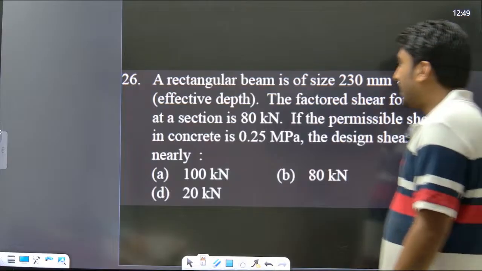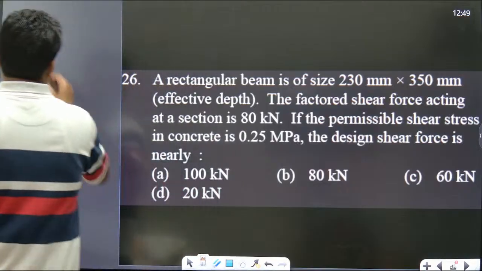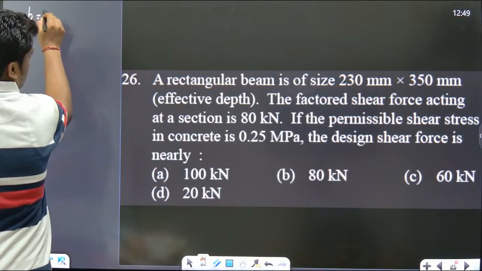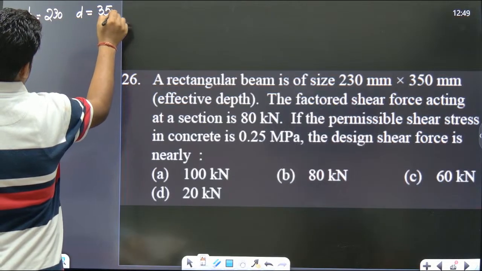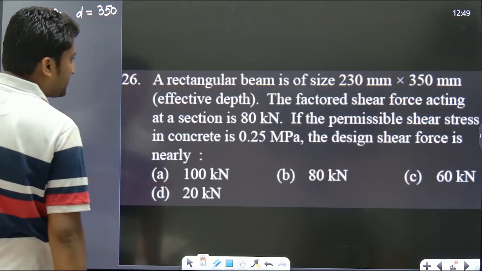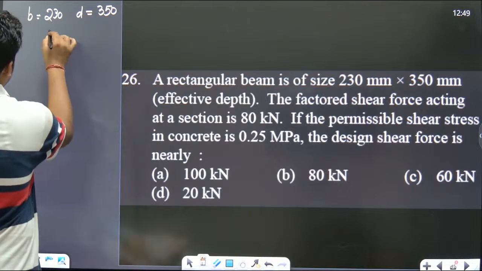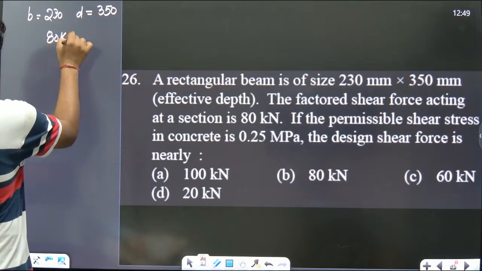Now in the question, a rectangular beam of size, the width is 230 mm and the effective depth is 350 mm, as given in the question. The factored shear force acting at a section is 80 kilonewton. So this is the factored shear force which is acting at a section.